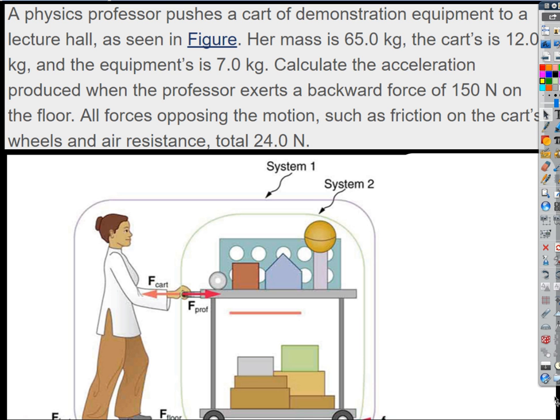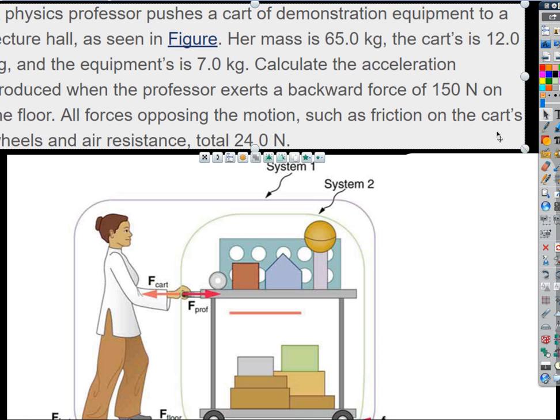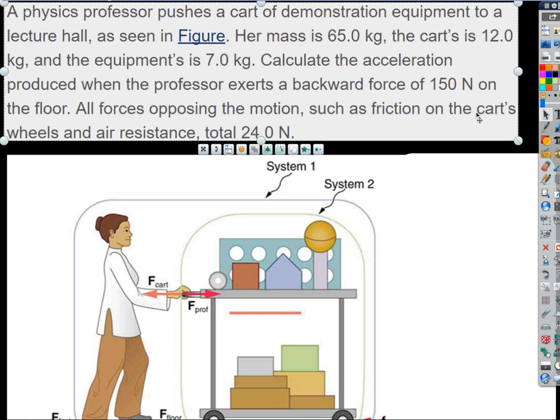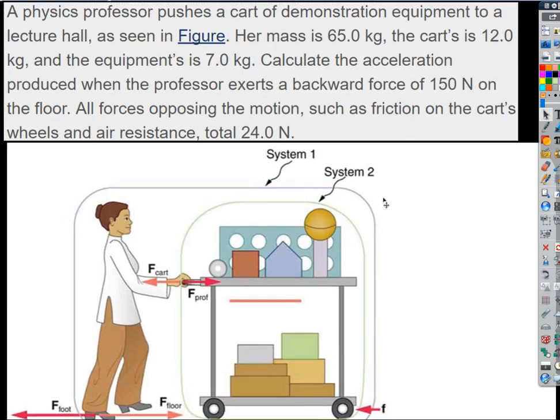All right, so here's an example I want to look at. Newton's third law stuff. We started talking about this yesterday. Okay, so let's look at this one. We've got a physics professor who pushes a cart of demonstration equipment to a lecture hall as seen in the figure below. Her mass is 65 kilograms, the cart is 12 kilograms, and the equipment is 7 kilograms. Calculate the acceleration produced when the professor exerts a backward force of 150 newtons on the floor.